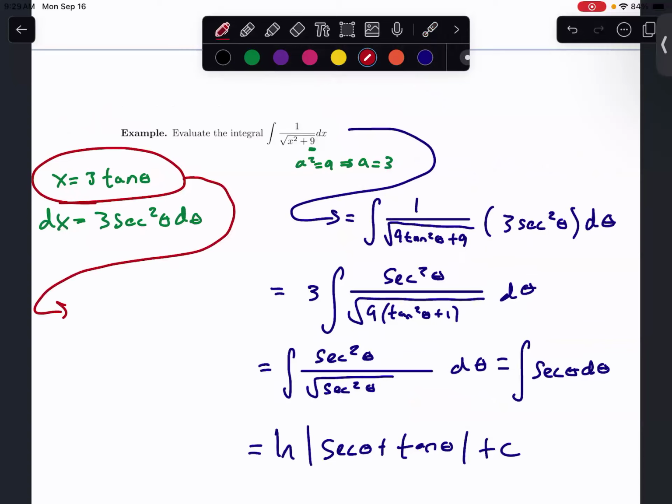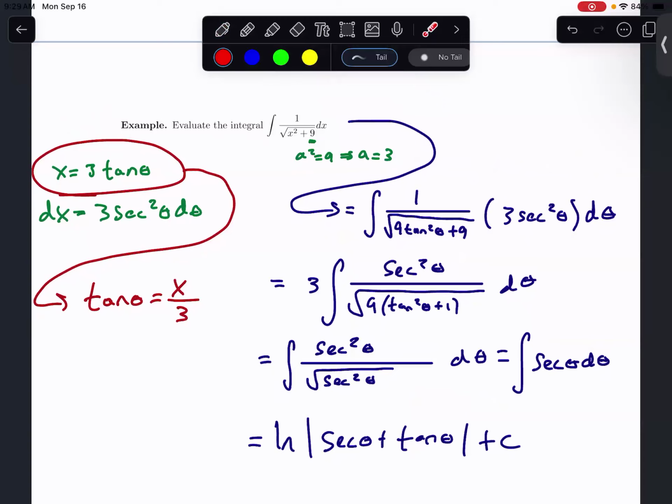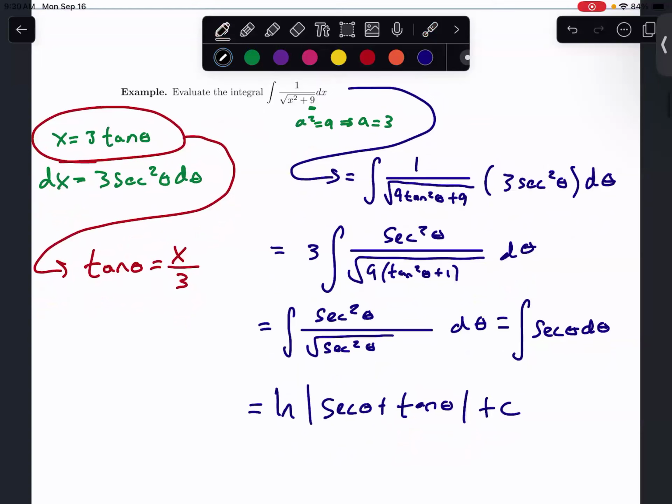And so if we have x is equal to 3 tangent theta, this implies that tangent theta is equal to x over 3. So that gives us this term. We know tangent theta is x over 3. And so then we draw the triangle. Again, so this is our triangle. The angle is always just going to be written as theta. We know tangent theta is equal to x over 3. So this is opposite over adjacent. So the opposite side length is going to be x. The adjacent side length is going to be 3.